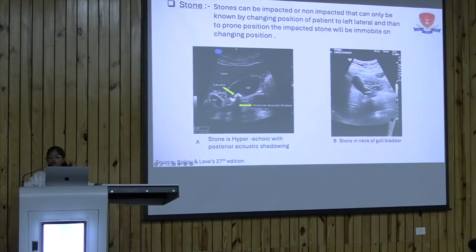Stones in the gallbladder on USG appear as hyperechoic with posterior acoustic shadowing, and image B depicts a stone in the neck of the gallbladder. Now, the stone in the neck of the gallbladder can be impacted or non-impacted. That can only be known by changing the patient's position to left lateral and then to prone. The impacted stone will be immobile on changing the patient's position.